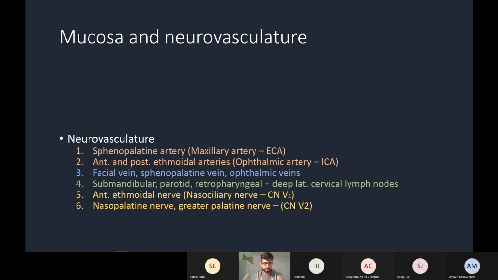Now I've included this just for completion. Obviously this works differently for different people, but when I first studied this section of the book, I didn't pay any attention to this last area where it talks about the neurovasculature. I thought it was quite confusing.